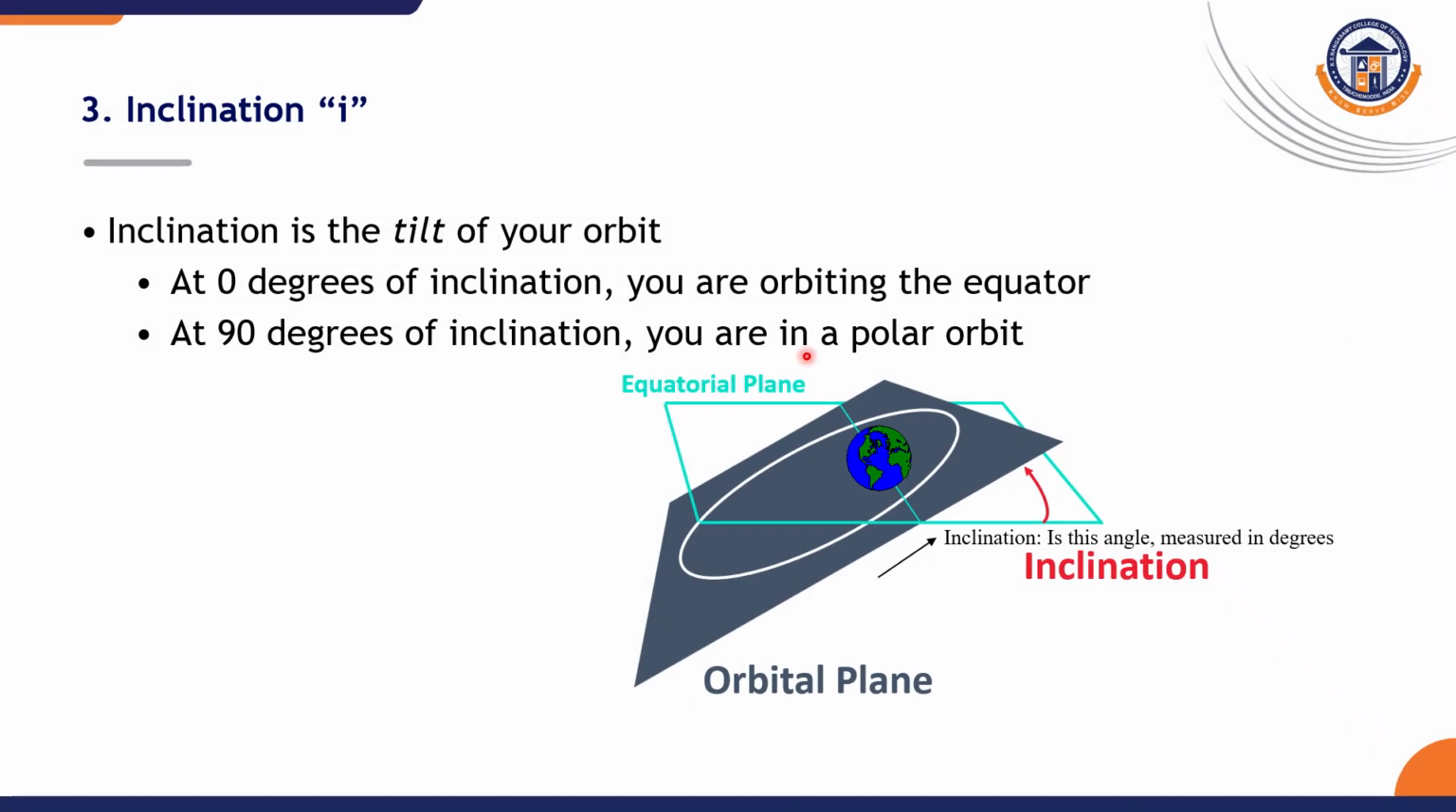The third one is the angle of inclination. The angle of inclination denotes the tilt of the orbit. If it is 0°, the orbit is in the equator. If it is 90°, it is a polar orbit, that is, a satellite in the polar orbit.